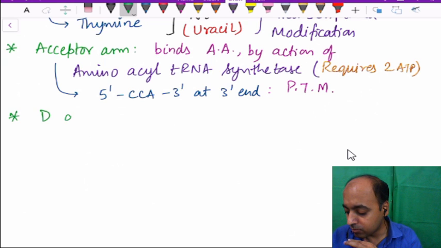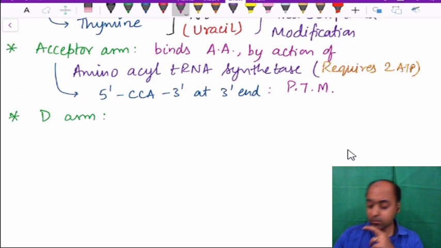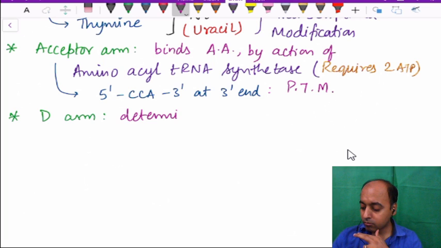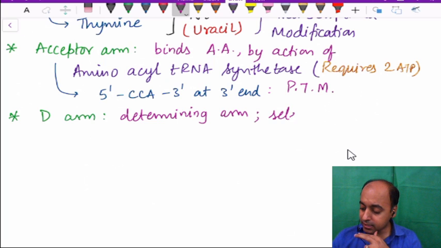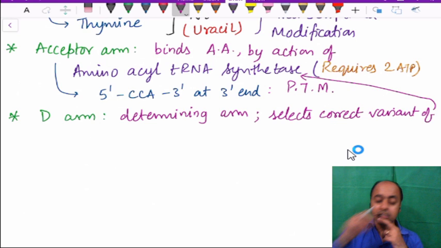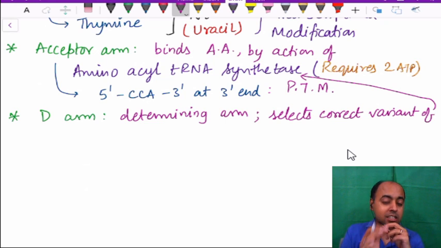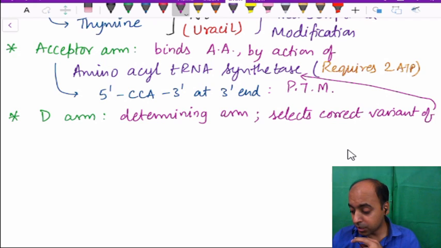And then we have the D arm. The D arm is also known as the determining arm. Why the determining arm? Because it selects the correct variant of the enzyme aminoacyl tRNA synthetase. See, all the tRNA at the acceptor arm have the same sequence CCA, but the amino acid getting attached on the different tRNA is obviously different. So how do you determine which amino acid is going to get attached? This is done by using different variants of the enzyme. Each variant is specific for a particular amino acid. So which amino acid is going to get attached depends on the variant that you have selected. And the selection is done by the D arm. That is why we call it the determining arm.